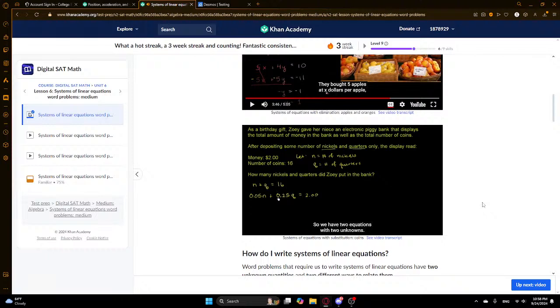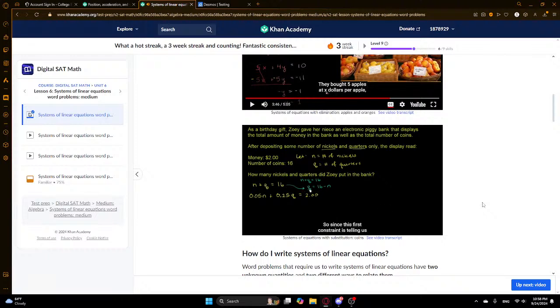So we have 2 equations with 2 unknowns. We can solve for n and q. And let's do it by substitution. So let's see, the easiest thing that we could do here, let's solve for q over here. So if n plus q is equal to 16, we can subtract n from both sides of this equation, and we get q is equal to 16 minus n. So all I did is I rewrote this first constraint right over there.